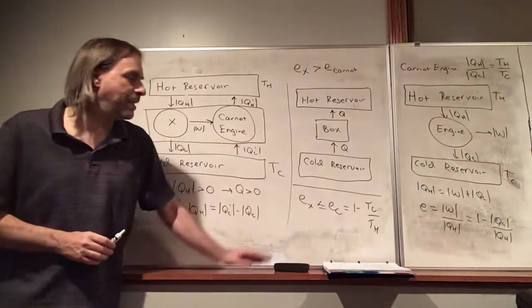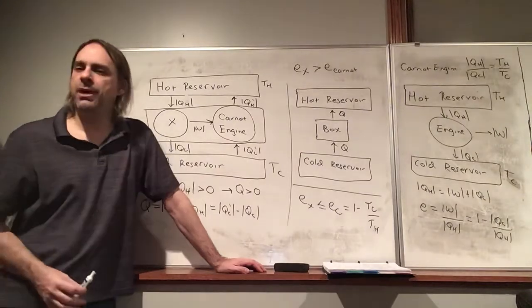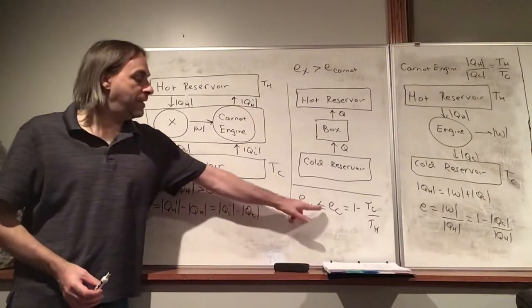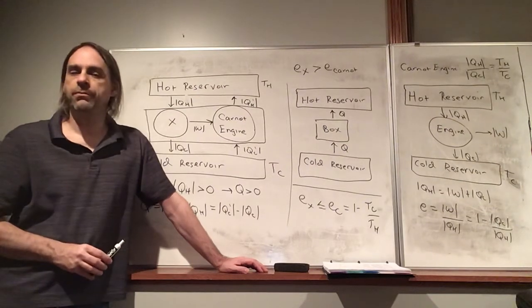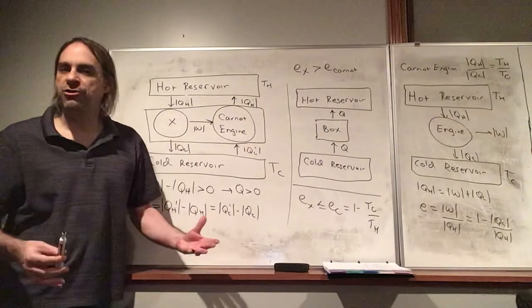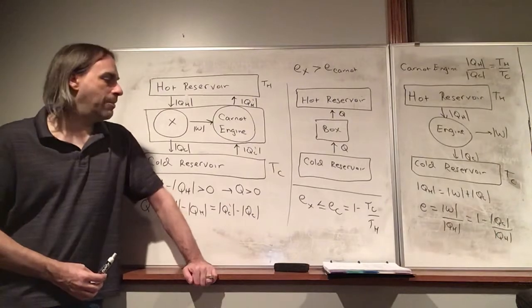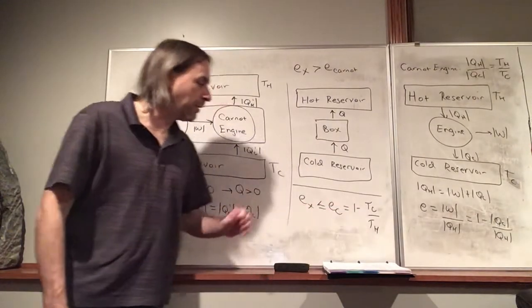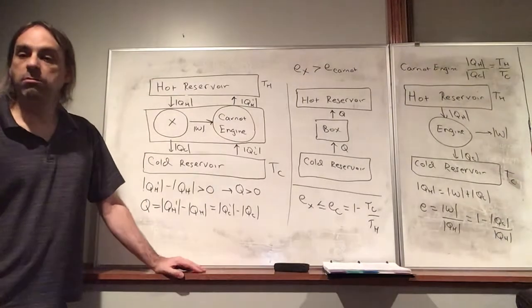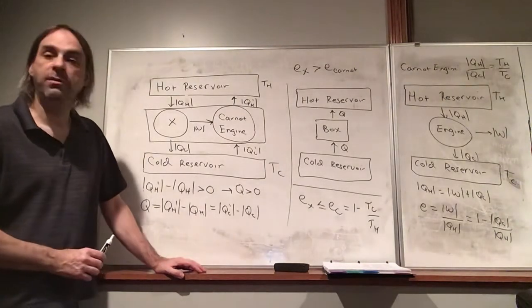Now I said less than or equal to. Typically it's going to be less than. The only time we'll get an equals is if we build a reversible engine, which means no friction involved. So realistically speaking, the efficiency is always going to be less than the efficiency of a Carnot engine.